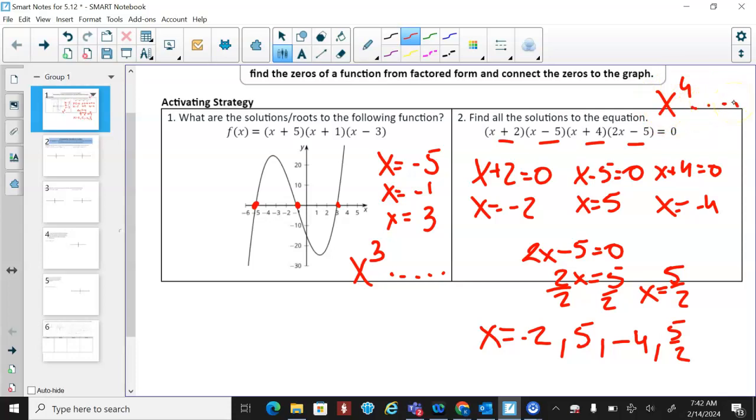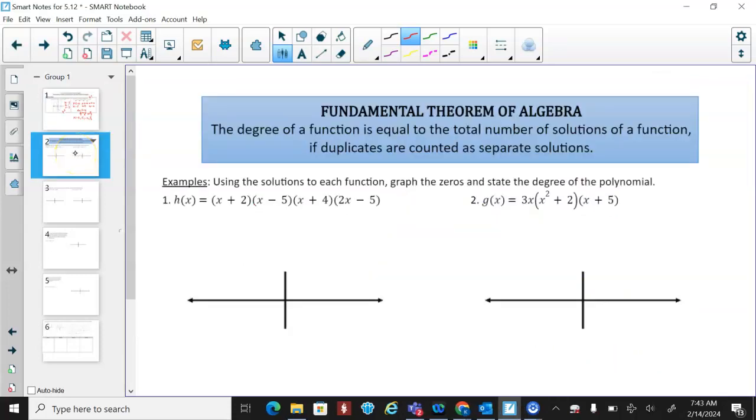All right. So after today, you guys are going to be able to use the fundamental theorem of algebra to find zeros of a function from a factored form and connect the zeros to the graph. So what is the fundamental theorem of algebra? It is that the degree of the function is equal to the total number of solutions of the function if duplicates are counted as separate solutions.